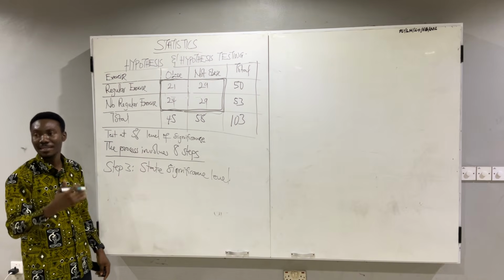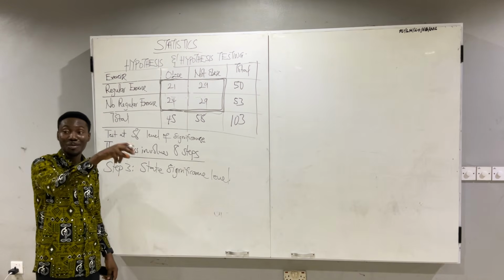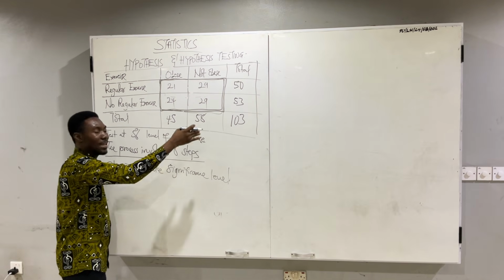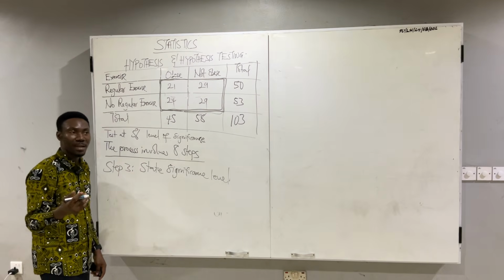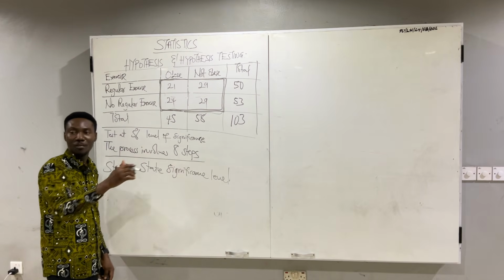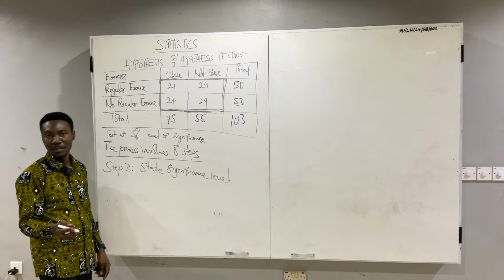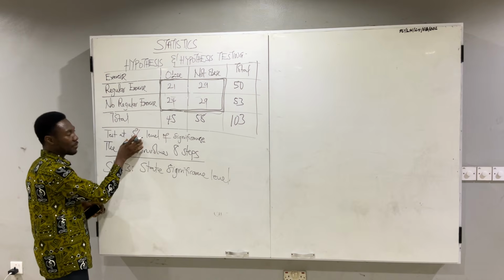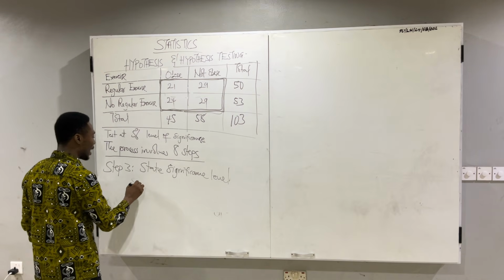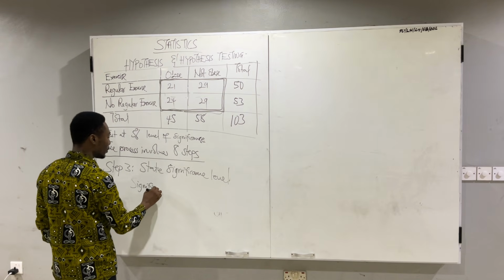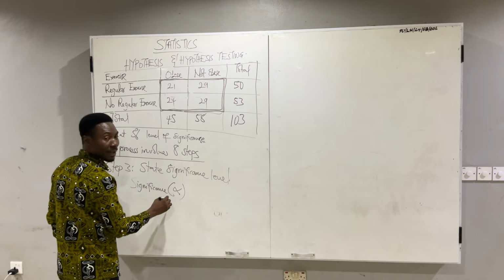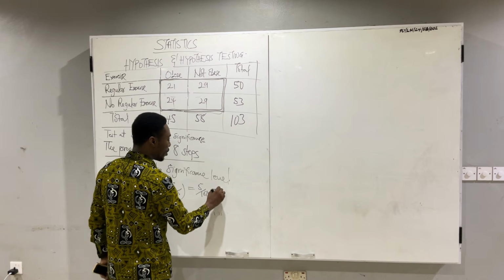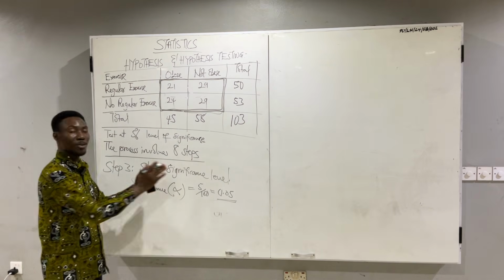Sometimes they will write test at 95% confidence level. That also means the significance is 5%. Sometimes they will write test at 2% level of significance, or test at 98% confidence level, meaning the significance is 2%. All the time, they will give you the significance in the question. If they tell you test at 5% level of significance, you write significance level, alpha, is equal to 5 over 100, and 5 over 100 is 0.05. This is what you do.